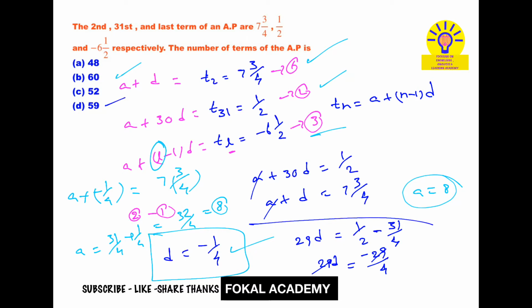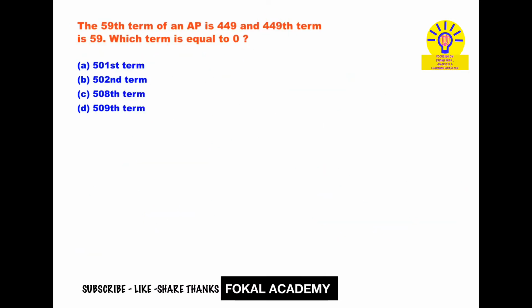Come to the next problem. See here, there is one AP series. In that AP series, the 59th term is given as 449 and the 449th term is given as 59. Then in that series, which term is equal to 0? This is the question. So the 59th term is given as 449. In that same series, the 449th term is given as 59. Then which term is equal to 0? This is the question.